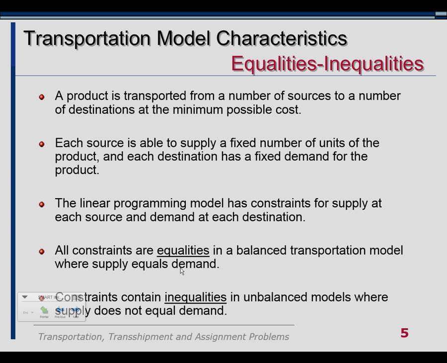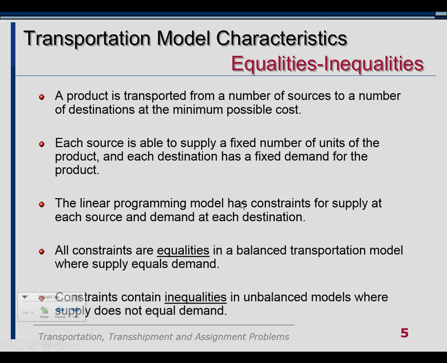Okay. So, essentially, a product is transported from a number of sources to a number of destinations at the minimum possible cost. Each source is able to supply a fixed number of units of the product, and each destination has a fixed demand for the product. So the linear programming model has constraints for supply at each source and demand at each destination. All constraints are equalities or equations in what we refer to as a balanced transportation model, where supply equals demand. And constraints that contain inequalities are in unbalanced models, where supply does not equal demand, which is usually the case. Okay?